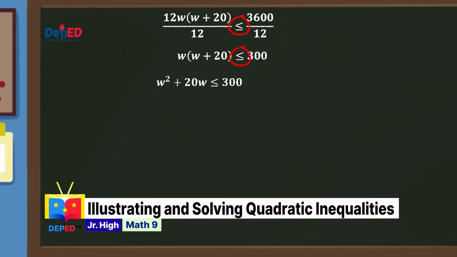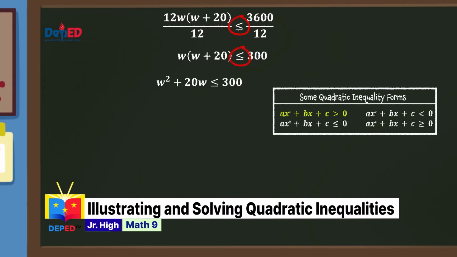It can be expressed in the following forms where a, b, and c are real numbers and a is not equal to 0. So we have ax squared plus bx plus c is greater than 0. Ax squared plus bx plus c is less than 0. We also have ax squared plus bx plus c is less than or equal to 0. And ax squared plus bx plus c is greater than or equal to 0.